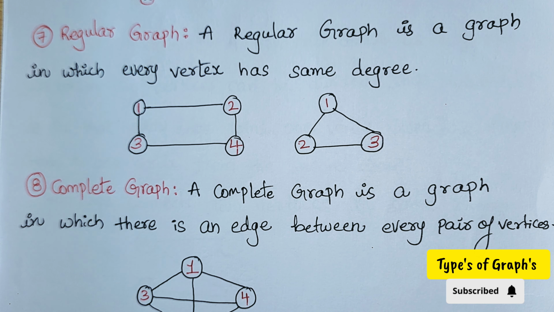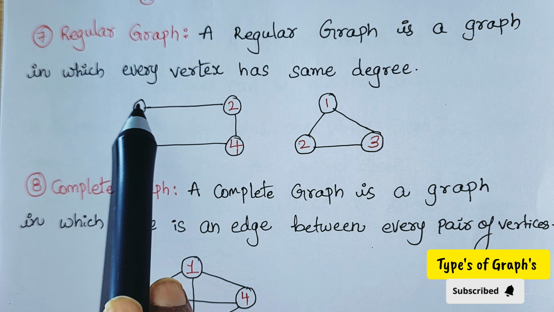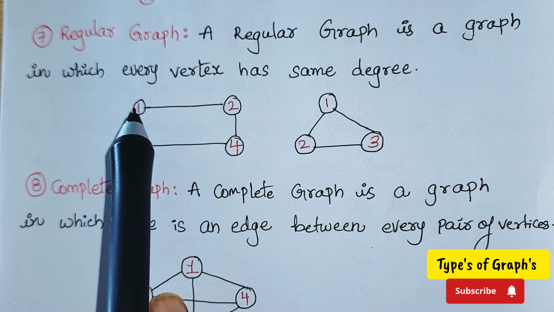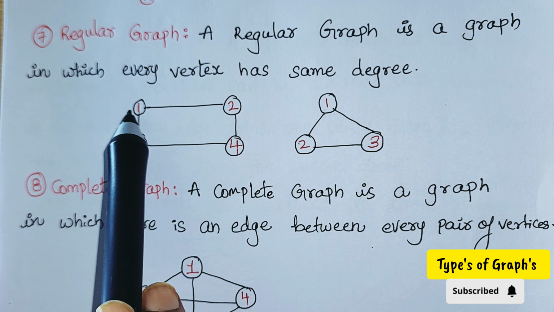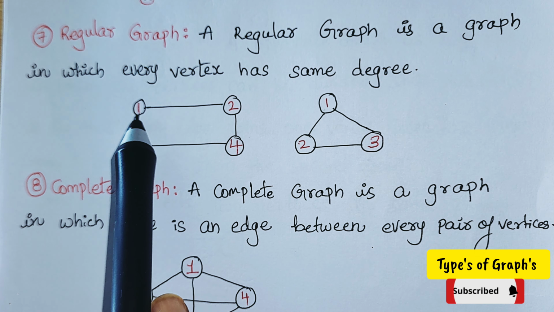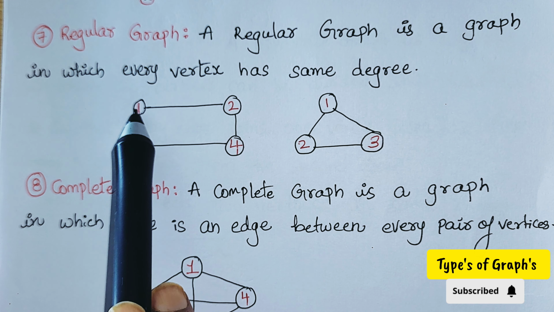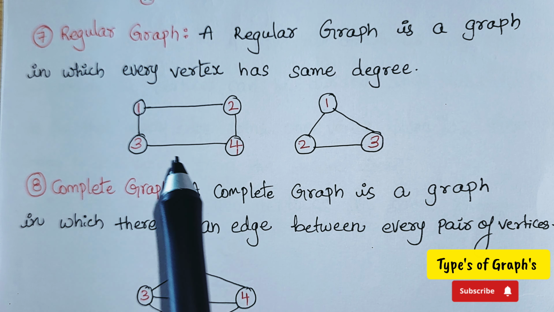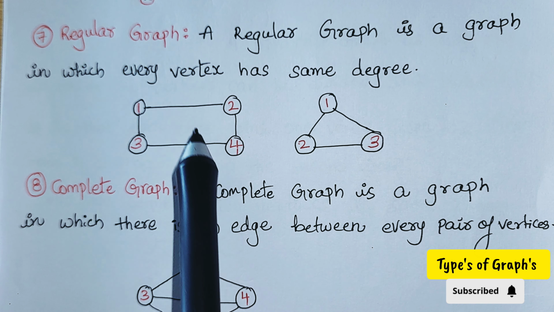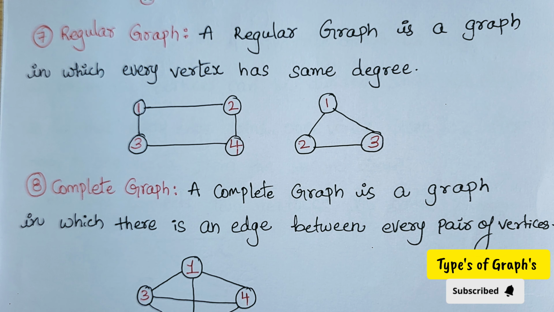Degree అంటే ఇక్కడ ఏం లేదు, number of edges connected to that vertex, or else we can say number of vertices connected to that vertex. 1 is connected with 2, 1 is connected with 3. There are 2 vertices. So this is called what we say a regular graph.